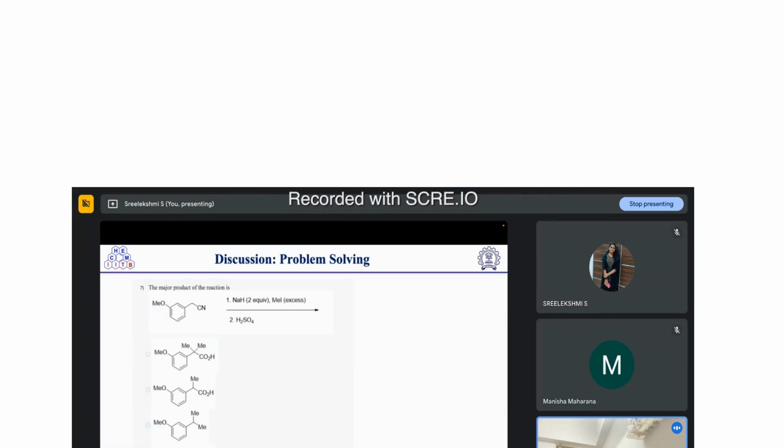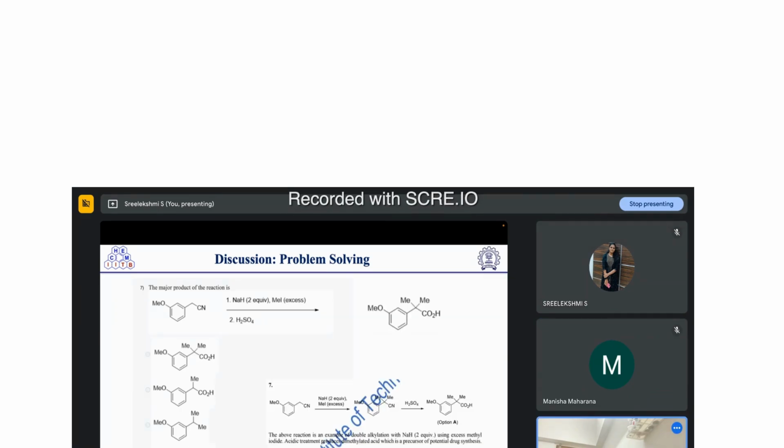Now the next question, the major product of the reaction. This particular compound is treated with NaH, two equivalents, and excess of methyl iodide, and then H2SO4. So what is happening here? Since we are using two equivalents of NaH and methyl iodide, both the acidic protons which are near the nitrile group will be abstracted, and then in the presence of H2SO4, that nitrile will be converted into carboxylic acid.